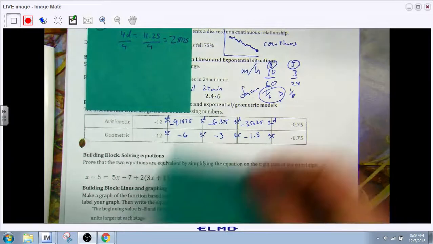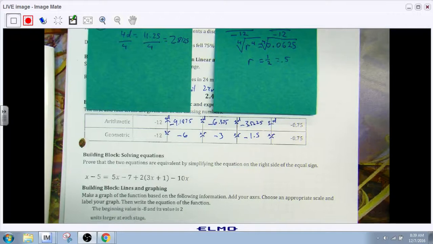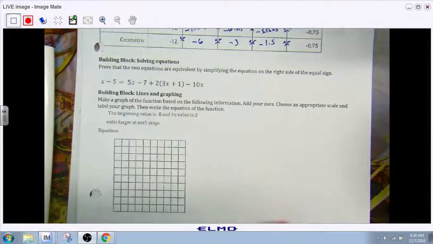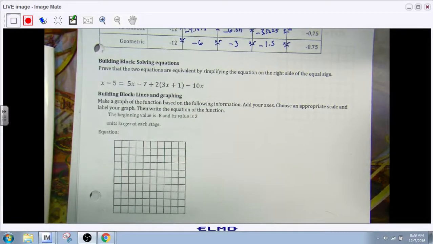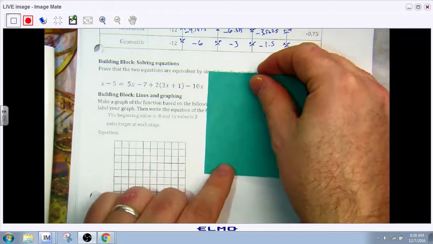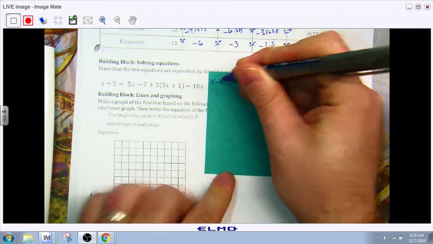Building equations, one step at a time. All right. Next problem. It wants us to prove that the two equations are equivalent, and it wants us to do that by simplifying the equations on the right side of the equation. So all that we're going to be changing is the right side. So we should leave x minus 5 alone on the left side.